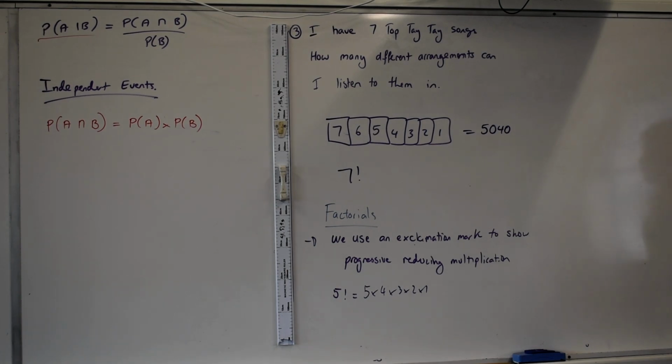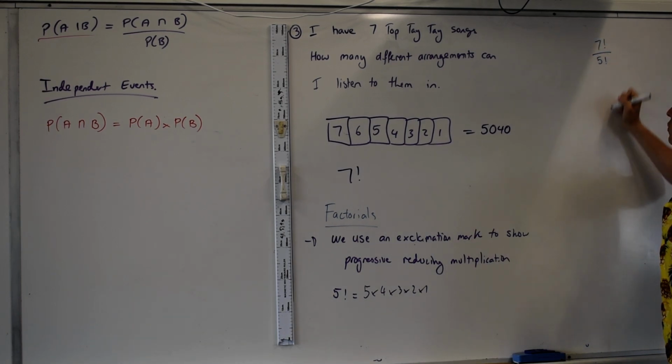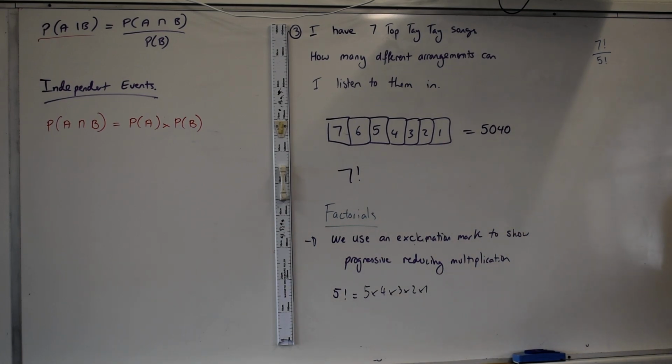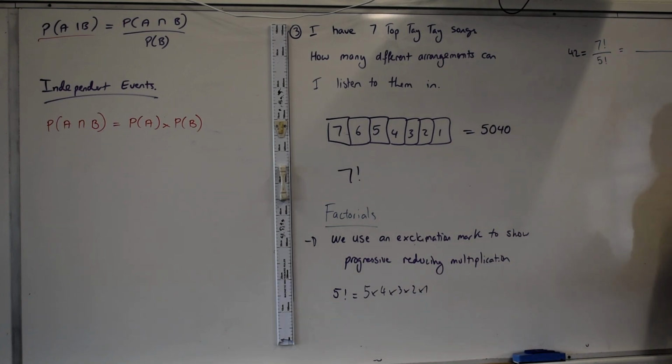The real value of factorials is that it allows us to do some pretty quick maths. So if I was to do 7 factorial over 5 factorial, we've just seen what they are on the board. Can we please write those out as they fully exist with a big long divide sign? Now I can tell you straight away that that's equal to 42.